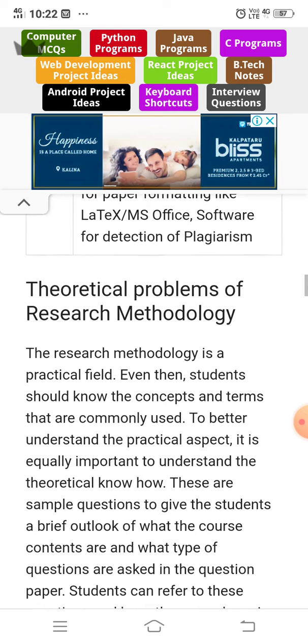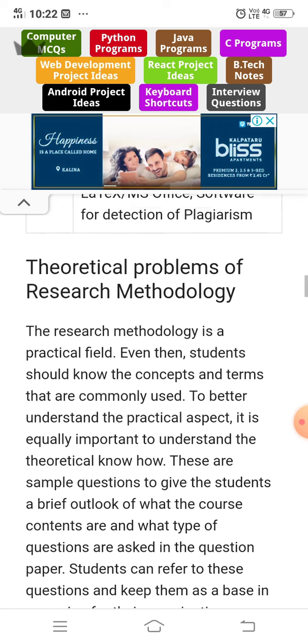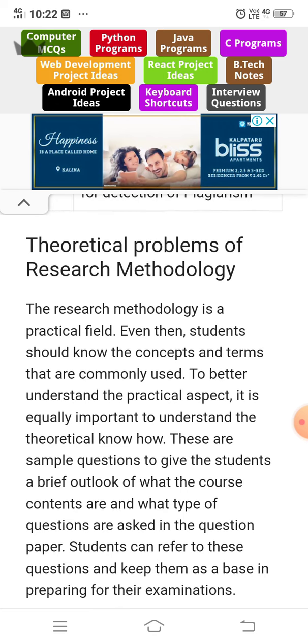The next is the theoretical part of research methodology. Research methodology is a practical field. Even then, the student should know the concepts and terms that are commonly used to better understand the practical aspects. It is equally important to understand the theoretical know-how.